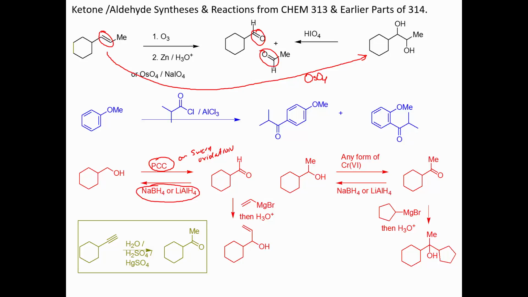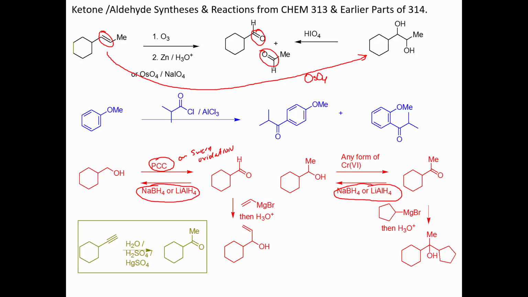Okay, if we take a secondary alcohol, we don't have to worry so much about over-oxidation, and we can use pretty much any form of chromium-6 to convert a secondary alcohol into a ketone, and again we can take it back to what we started with by treating the ketone with sodium borohydride or lithium aluminum hydride.